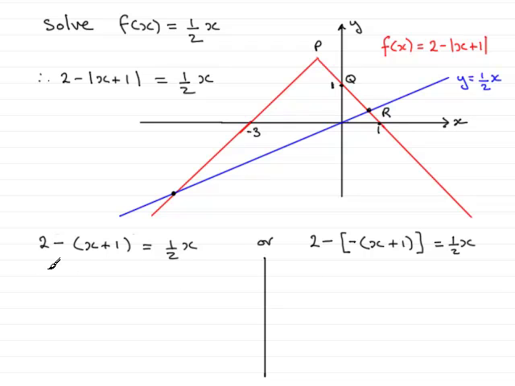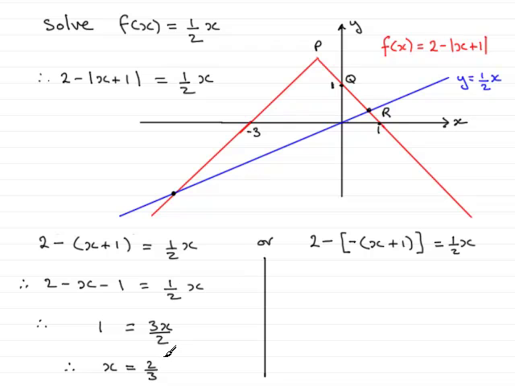So in this particular one, if I expand the bracket, we would have 2 minus x minus 1 equals a half x. And then 2 minus 1 is obviously 1. If I add x to both sides, I have 1.5x, or 3x over 2. Rearranging to make x the subject, multiply both sides by 2, you've got 2 equals 3x, and dividing by 3 gives x as 2/3. And clearly that is the x value at this point here.